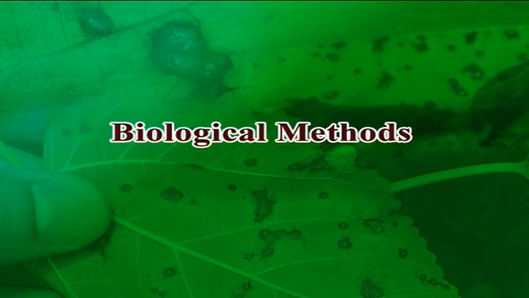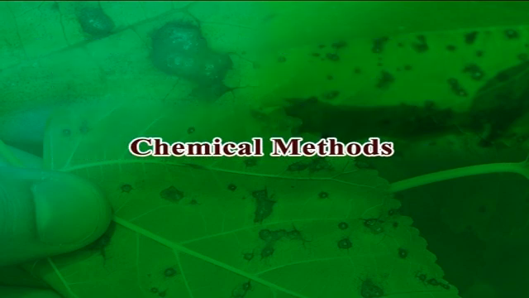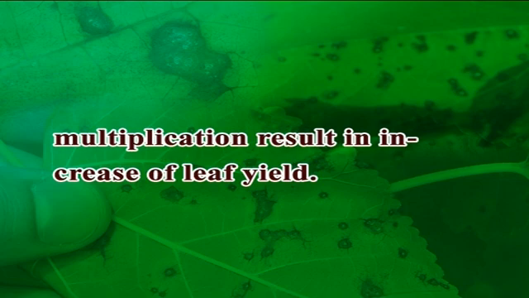Biological methods. Use of antagonistic bacteria like Pseudomonas multifila to reduce the incidence of mosaic disease in mulberry. Chemical methods. Elimination of insect vectors by spraying chemicals helps in the control of the disease. Spraying of thiouracil solution, that is 100 parts per million, on affected plants twice before summer pruning inhibits the viroid multiplication, resulting in increase of leaf yield.